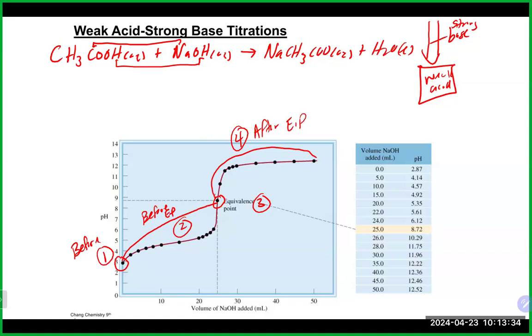We do see a similar sort of pattern. We're starting in an acidic pH and we're ending in a basic pH, which makes sense since we're adding base to our acid. So we would expect it to come up. So let's talk about what's happening at each of these steps, like what we did on the previous one. We'll start with the first step, which is before we start the titration.